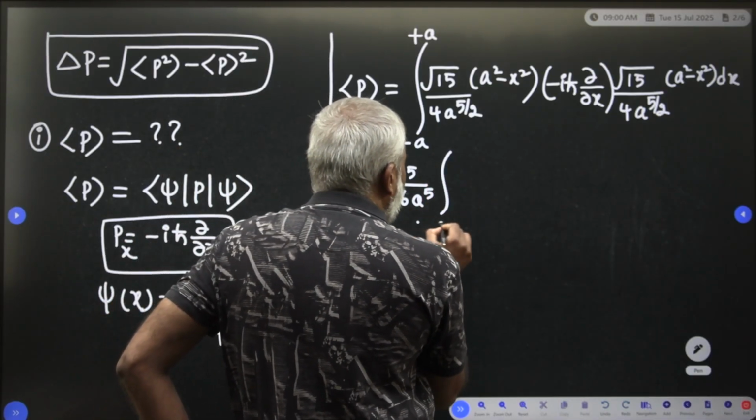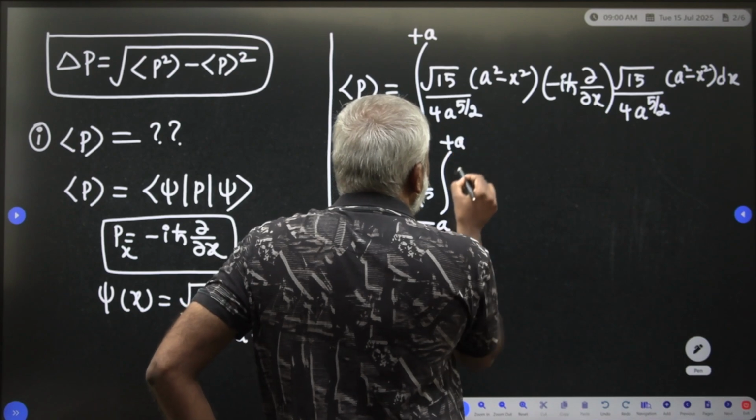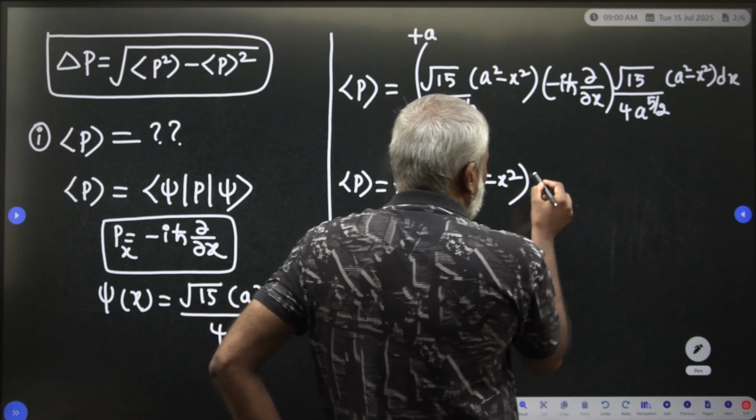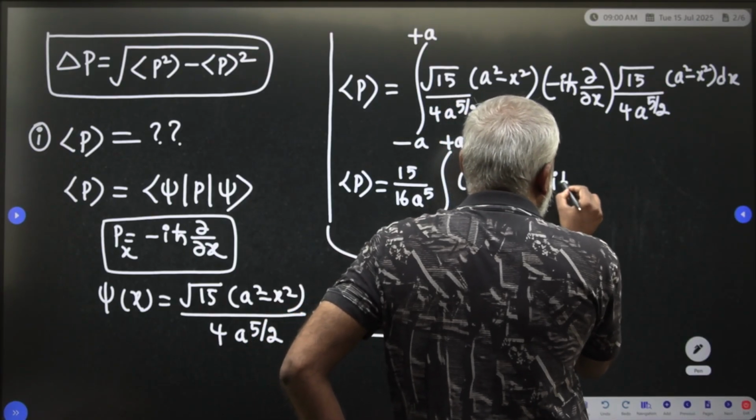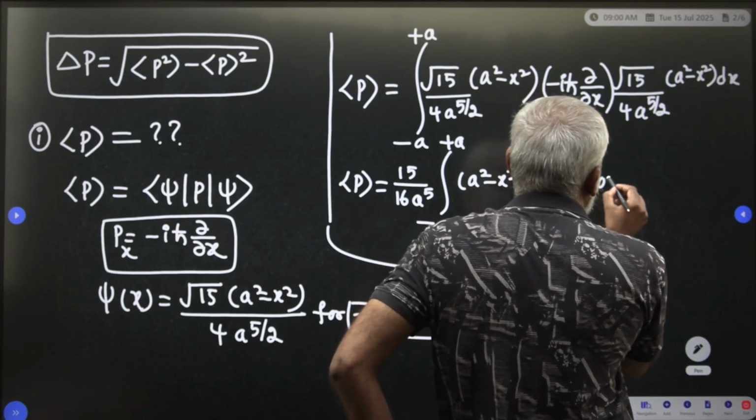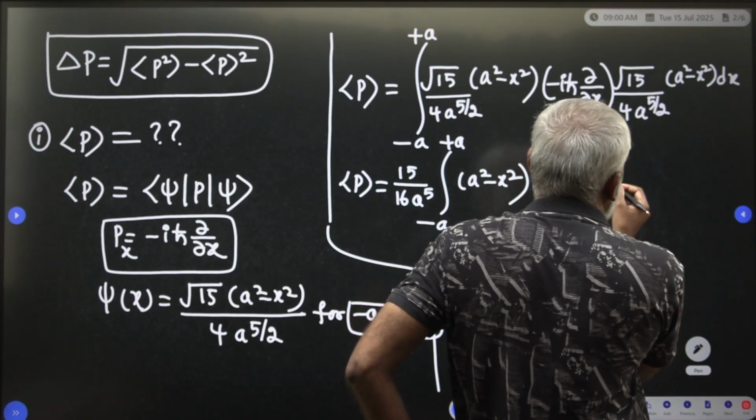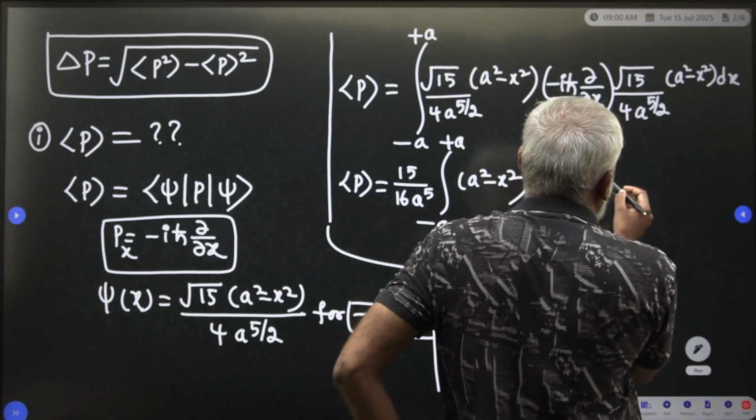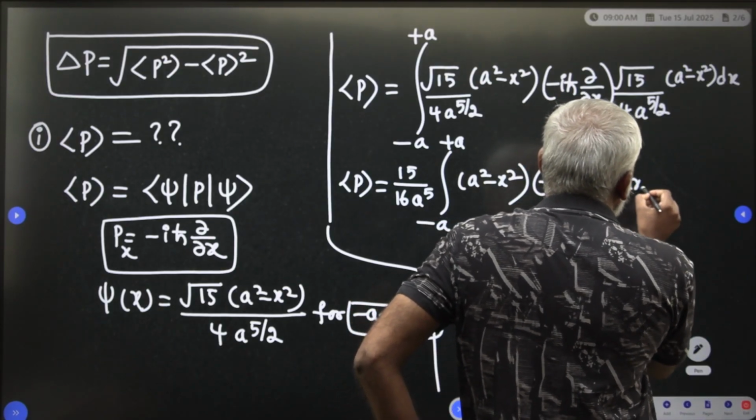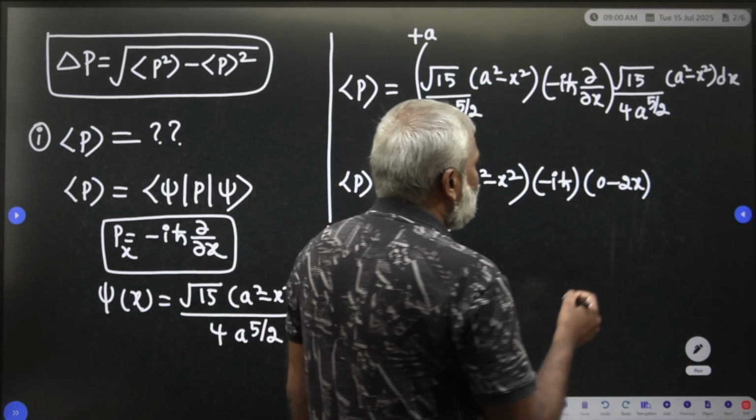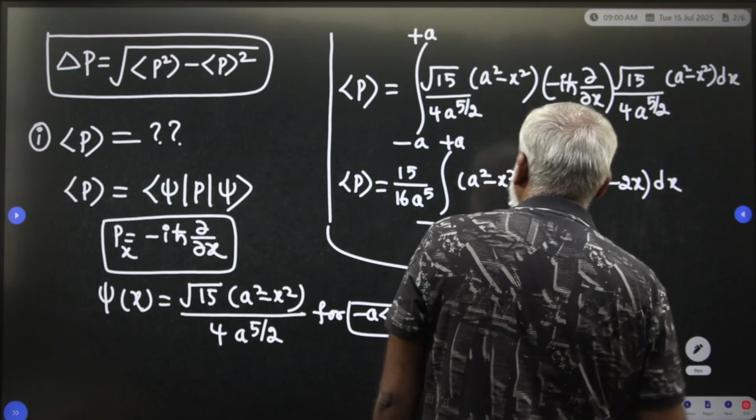So, integral from minus a to plus a, square root of a square minus x square; we have to write it as minus iħ. We have to differentiate a square minus x square, which gives 0 minus 2x, so 0 minus 2x into dx. It is clear.